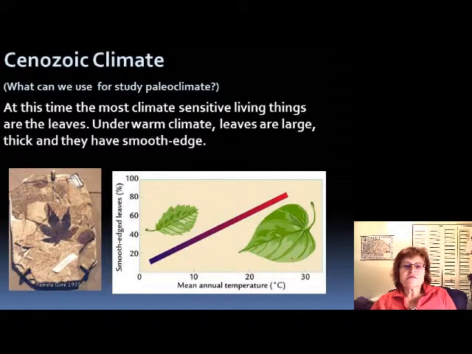What can we use for studying paleoclimate? This is kind of an important thing to learn about because it's kind of interesting. I really truly believe so.